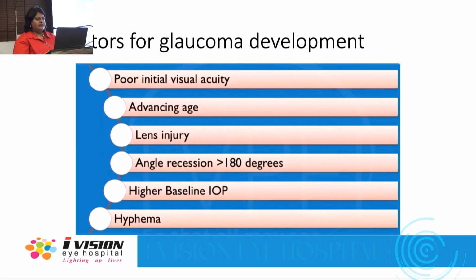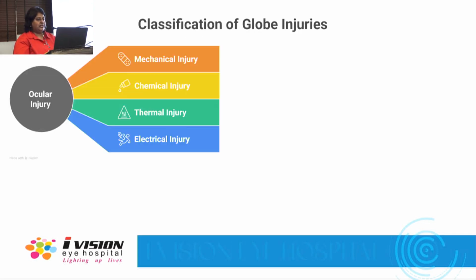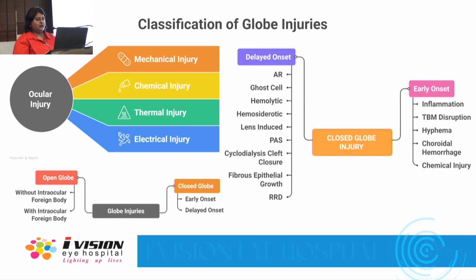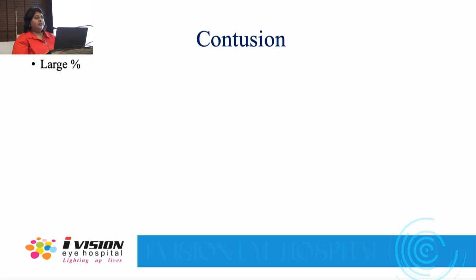Predictors for glaucoma development include poor initial visual acuity, advancing age, the presence of lens injury, angle recession, which is one of the most important parameters, more than 180 degrees, higher baseline IOP, and presence of hyphema. Classification of globe injuries: mechanical, chemical, thermal, and electrical, and the most common will be mechanical injury. In that, it is open globe and closed globe, and the causes of glaucoma could be early onset of IOP elevation and delayed onset. The most common cause of an IOP elevation and glaucoma, in a large percentage, is mechanical trauma.